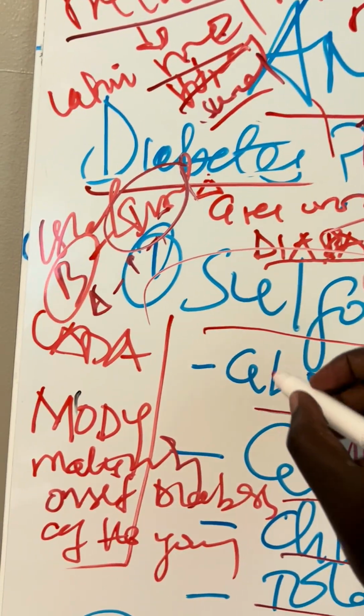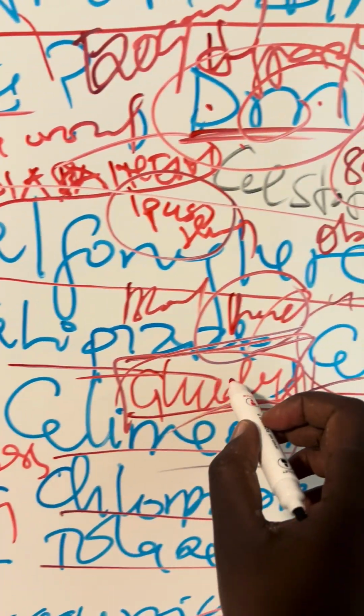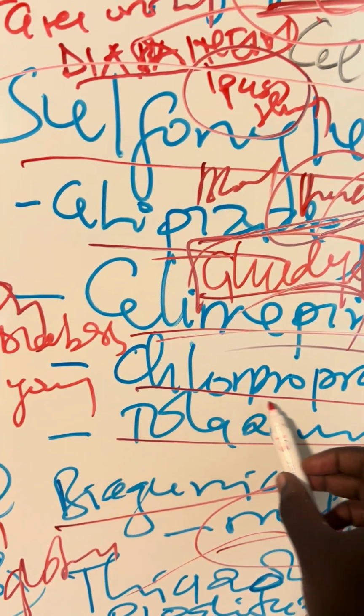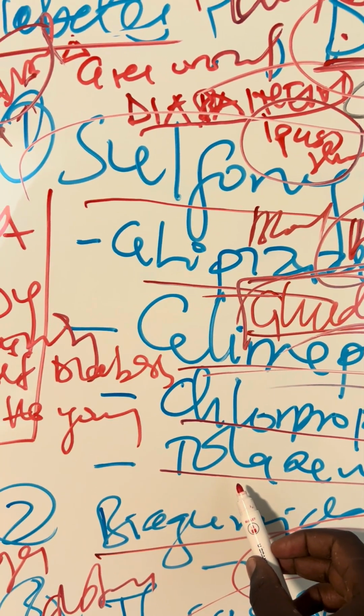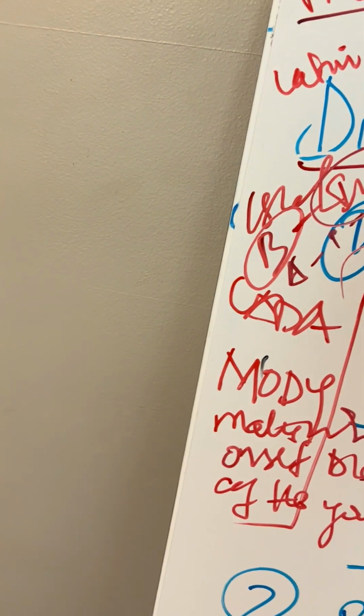The first class is sulfonylureas. Examples we have are glipizide, glibenclamide, glimepiride, chlorpropamide, and tolazamide.